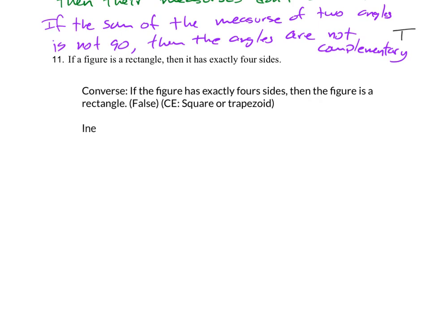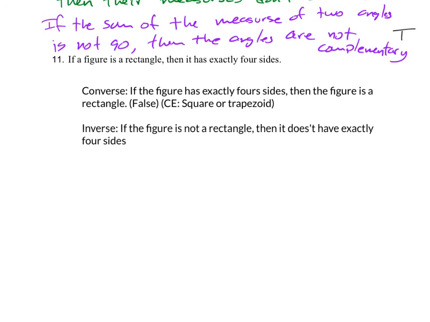My inverse. Again, for my inverse, I'm negating both parts. So if the figure is not a rectangle, then it doesn't have exactly four sides. This is also false, right? And again, I can use exactly the same counterexample, because if the figure is not a rectangle, it could be a square.